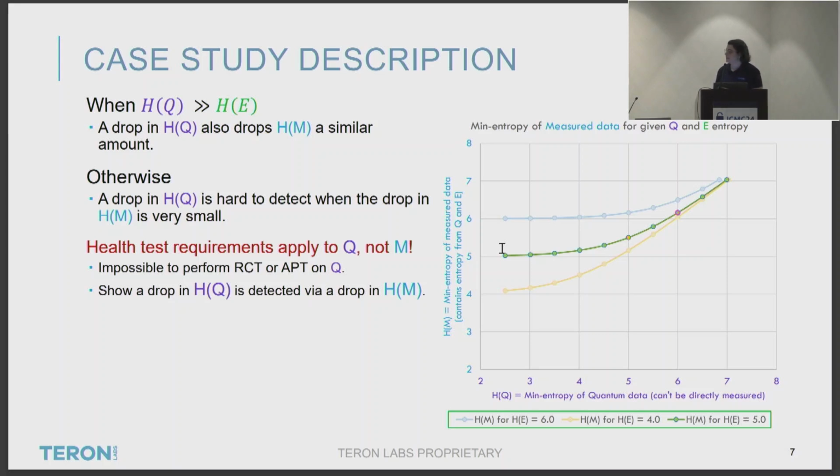Now, if you're making a claim that you have a quantum noise source and it's producing some entropy, then your health testing requirements will apply to the quantum noise sources. They won't apply to the measured data. So we can't perform a repetition count test or an adaptive proportion test on the quantum data itself. All we can do is apply tests on the measured data. Then we have to make an argument that if there is a drop in the quantum entropy, that will also cause a drop in the measured entropy, and we'll be able to detect it.